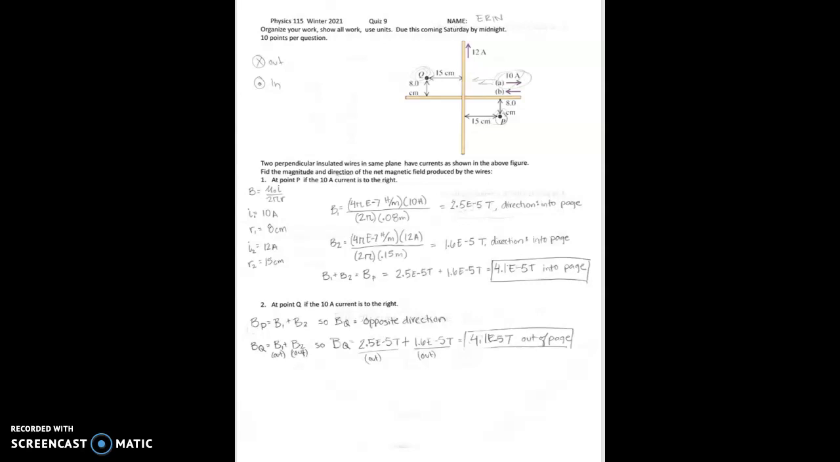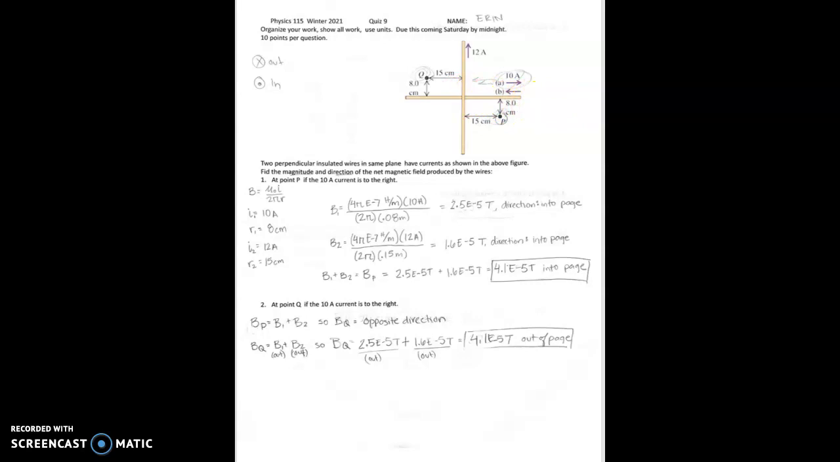So for the first one, I needed to find the net magnitude at point P if the A current is to the right. And when I say net, that just means that I'm taking into consideration both of these perpendicular wire lines.